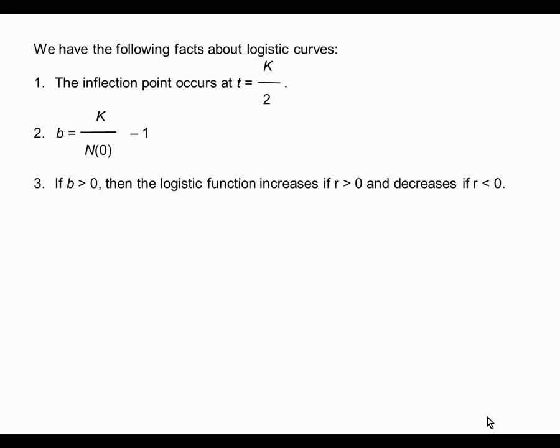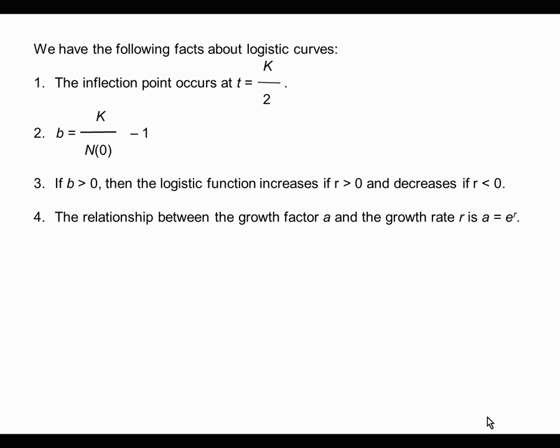Now, if b is greater than 0, which, by the way, it always is, then the logistic function will increase if r is greater than 0, and it will decrease if r is less than 0. Now remember, in the formula for N of t, there's a minus sign in front of the r in the exponent. So notice if r is greater than 0, you see the minus sign, and if r is less than 0, you don't see the minus sign. Most of ours will actually have r greater than 0.